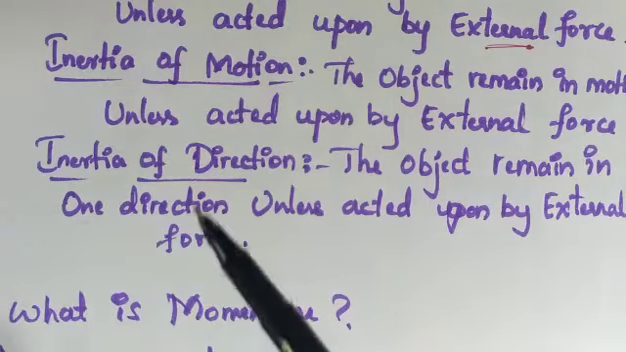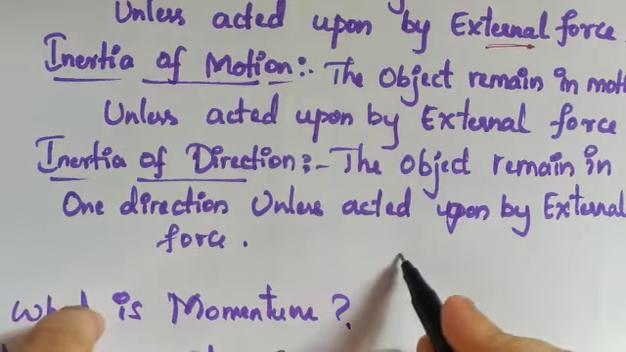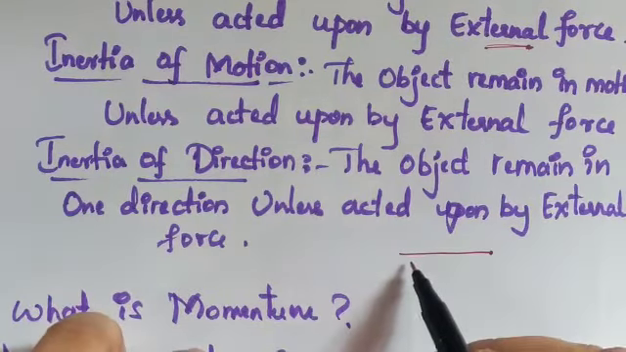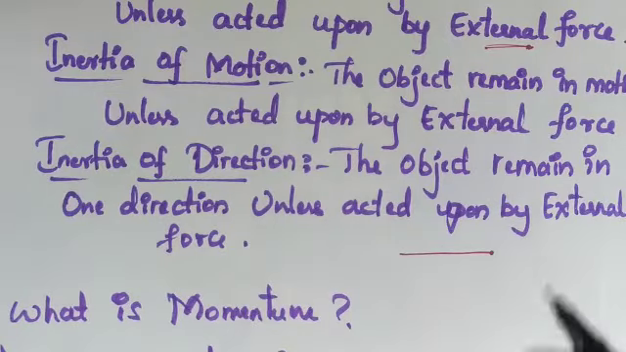Next, the third one is inertia of direction. So what does inertia of direction mean? Same bus we will consider. The bus remains in a straight line. For example, there is a straight road. The bus will remain in this direction itself unless you make a U-turn. Then the direction of the bus changes. So this is called inertia of direction.